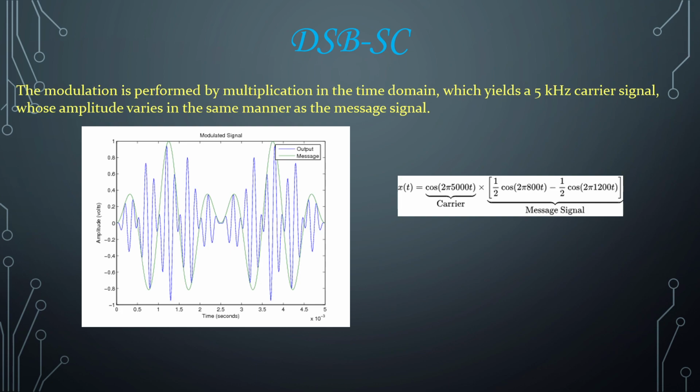x(t) = cos 2π5000t, which is the carrier signal, mixed with ½ cos 2π800t − ½ cos 2π1200t, which is the message signal. And here is the graph showing the output. The message is indicated by the green curve and the output is indicated by the blue curve.